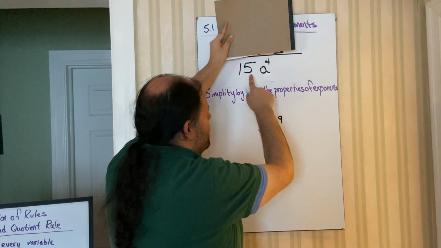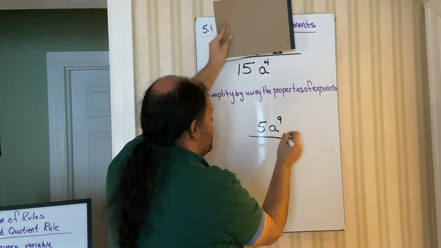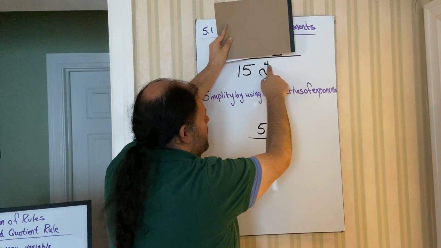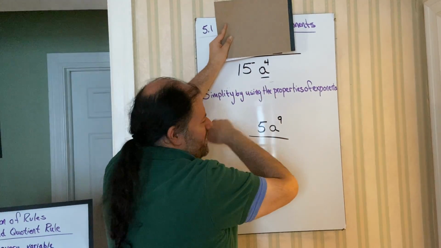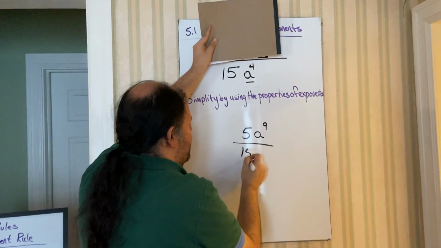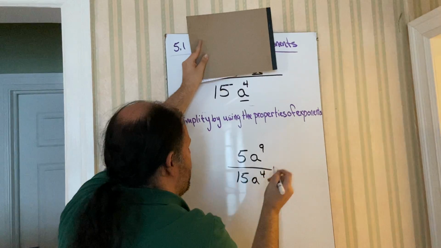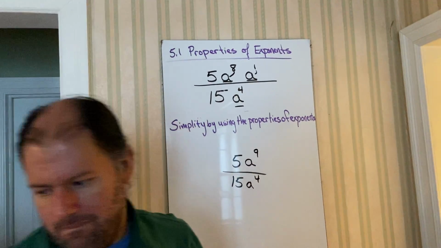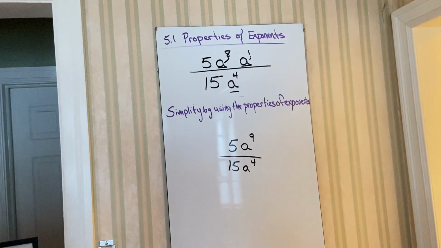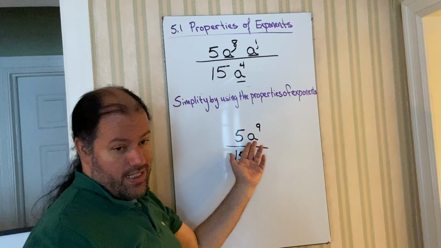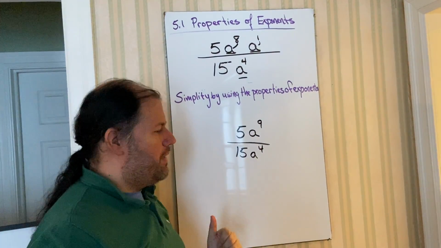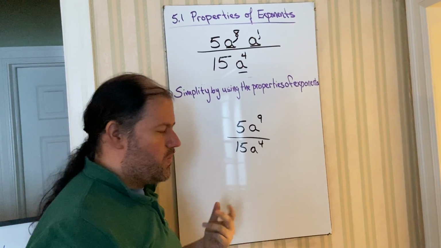Now let's focus on the bottom. Is there any like bases? Well, this 4 only applies to the A. 15 and A, now they're not the same base, so just bring it down. Next. Now that we only have one A on top and one A at the bottom, we can do our quotient rule. So step 3.